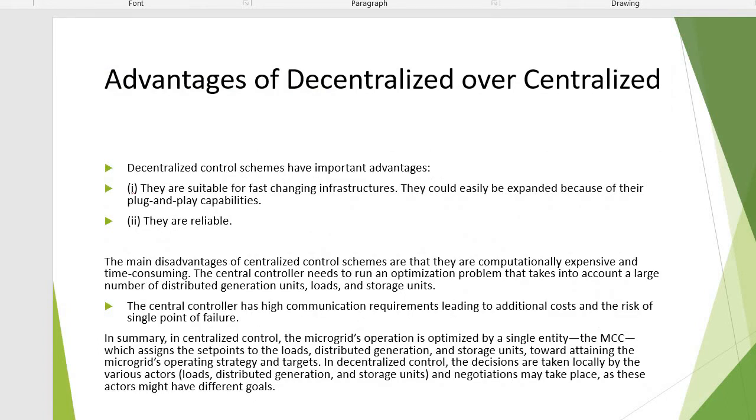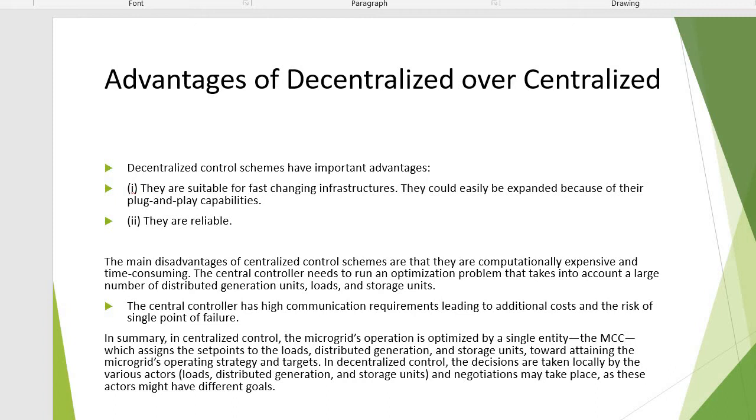There are several advantages of decentralized over centralized systems. We have already studied in previous semesters that earlier we had a centralized system, with only one grid and different consumers. Now we have moved to decentralization of our grid, right? We have various small grids, different utilities, different independent system operators, and then different consumers, right? So centralized control schemes have important advantages, like they are suitable for fast changing infrastructures.